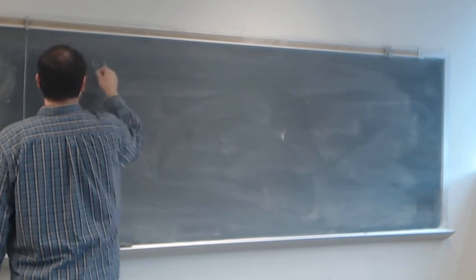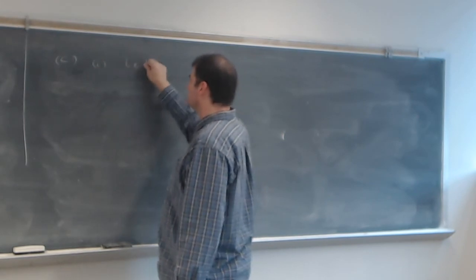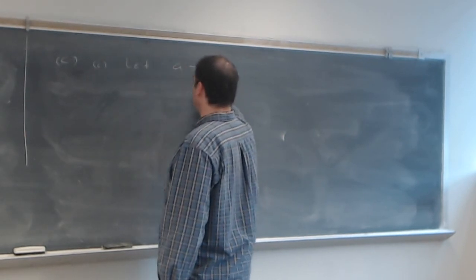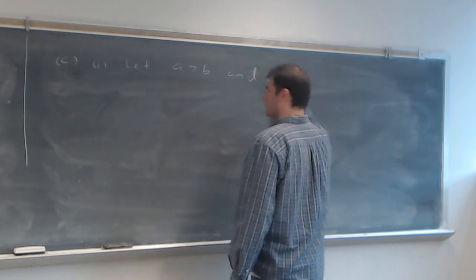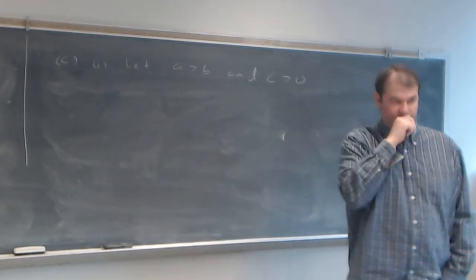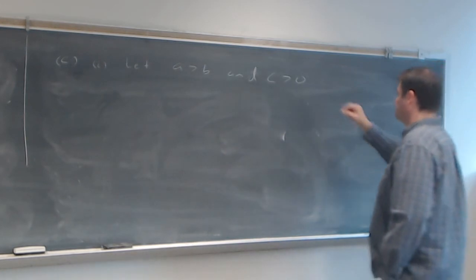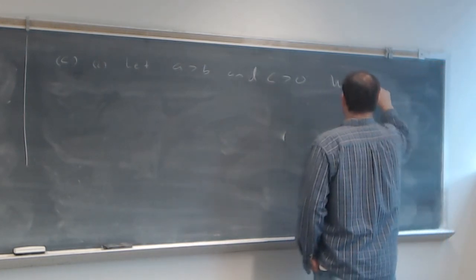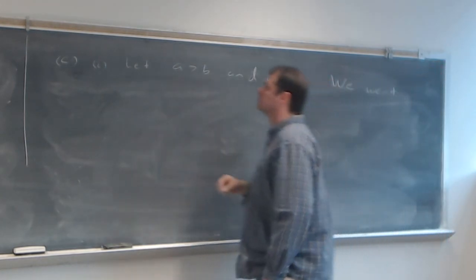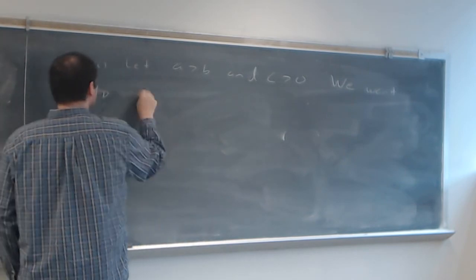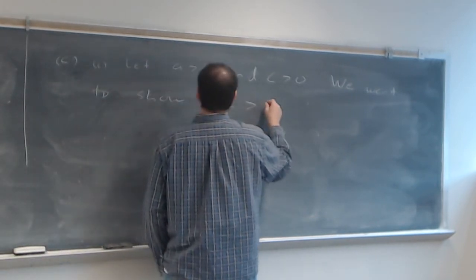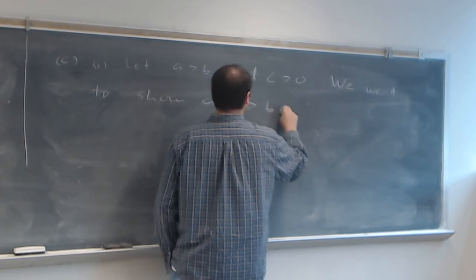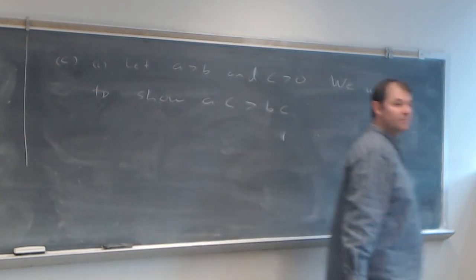So part 1, remember, what did it say? Here we're going to let, I think, A be greater than B and C be greater than 0. What do we want to show? A times C is greater than B times C. That's right. That's what we want to show.